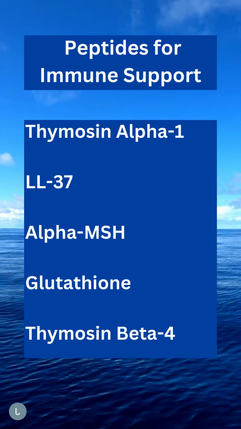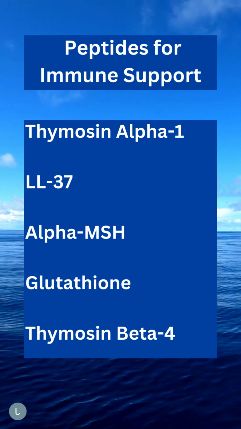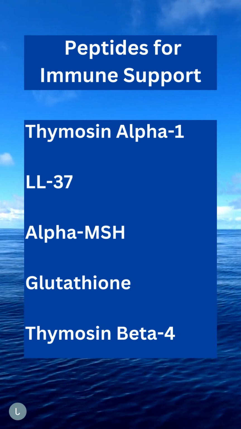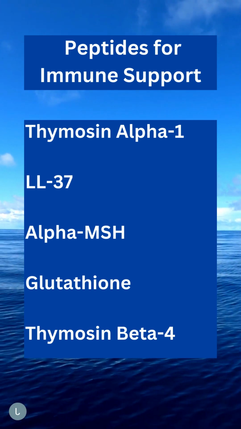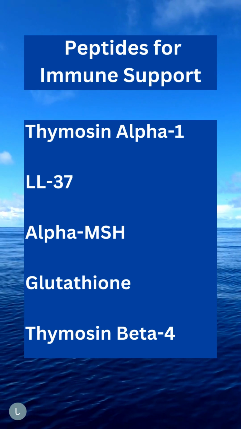Alpha melanocyte stimulating hormone, or alpha MSH, is a peptide produced by immune cells that plays a key role in regulating immune response. It helps balance cytokine levels, reduces inflammation, and stimulates the production and function of immune cells.